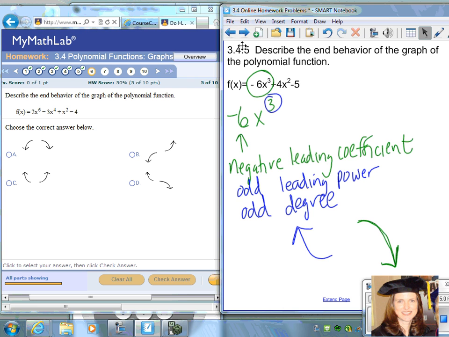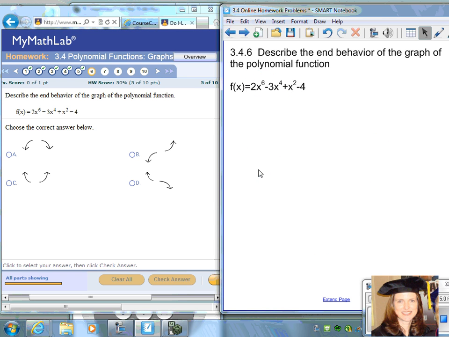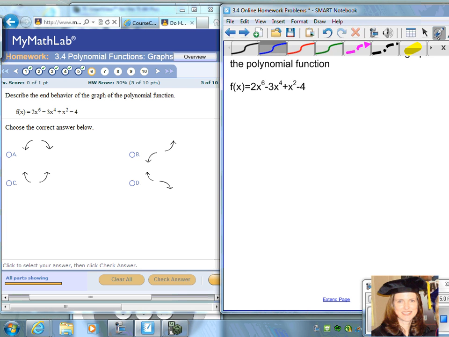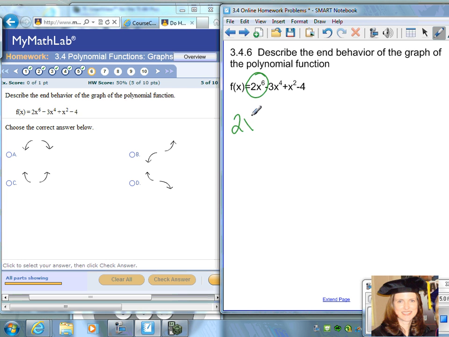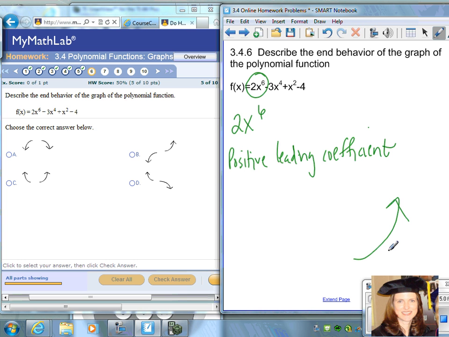Okay, let's look at number 6. Looking just at the leading coefficient, you can make your decision about what the end behavior looks like for the graph. The leading term is 2x to the 6th. Positive leading coefficient. What that means is it's going to end up on a happy note. It's going to go to positive infinity on the right hand of the graph.